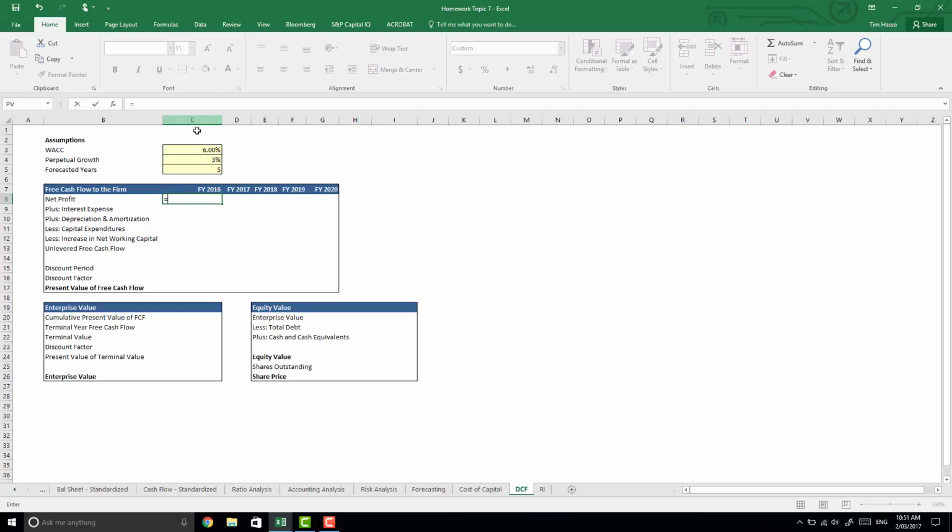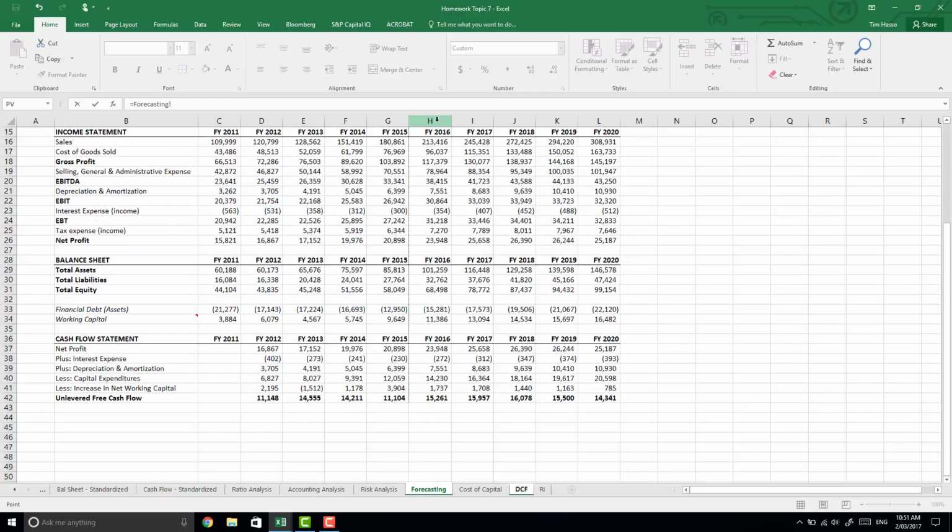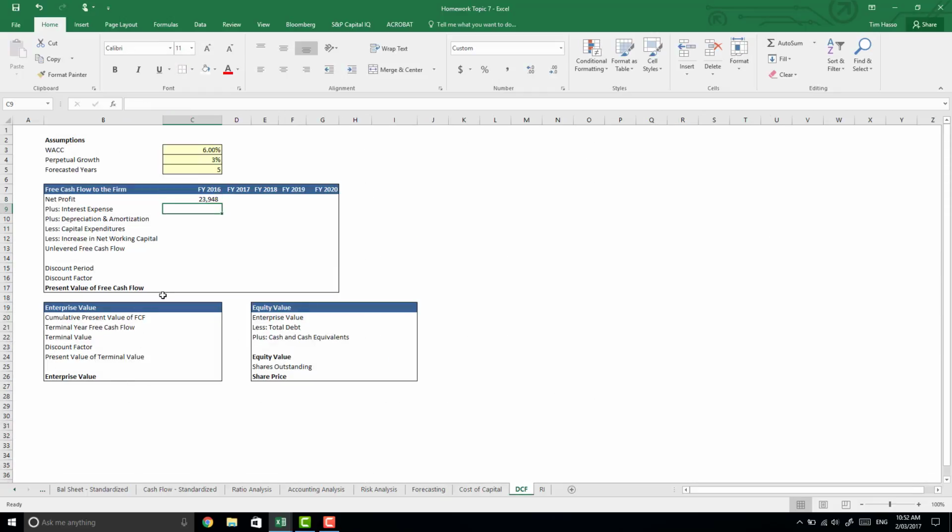So if I say equal to in C8, I'm just going to reference back to the forecast sheet. In cell H37, in my case, I've already estimated the net profit for 2016. And if you see down here, you can see that I've already made all the adjustments necessary to get back to unlevered free cash flows. So all we need to do is press enter, and that references net profit in 2016. I can obviously also drag it down to reference all the way down to free cash flows. And I can then drag this whole selection to the right to reference the first 5 years. And that is effectively the first part.